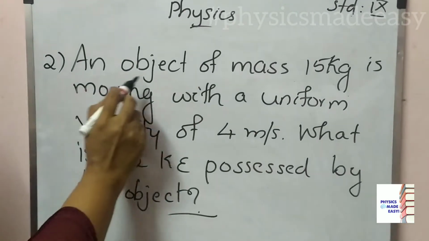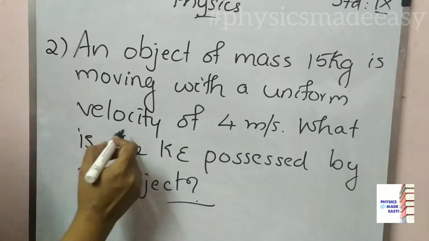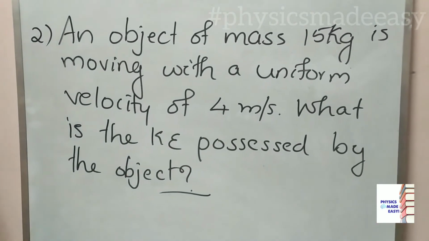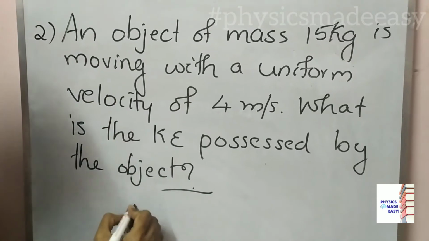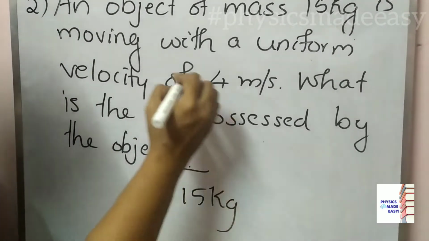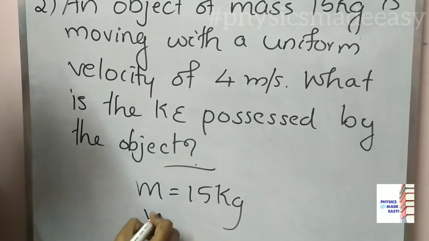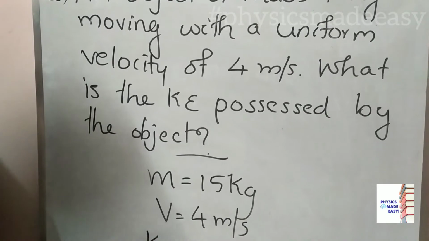Next question. An object of mass 15 kg is moving with a uniform velocity of 4 meter per second. What is the kinetic energy possessed by the object? So here mass is given 15 kg. It is moving with uniform velocity 4 meter per second. We have to find the kinetic energy.